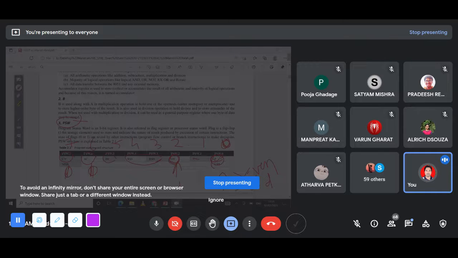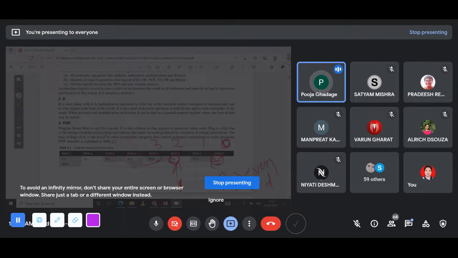If we are using that 9th bit also, that means in that case also your overflow flag will be set to 1. I hope you have understood this. Yes, sir. Any question?